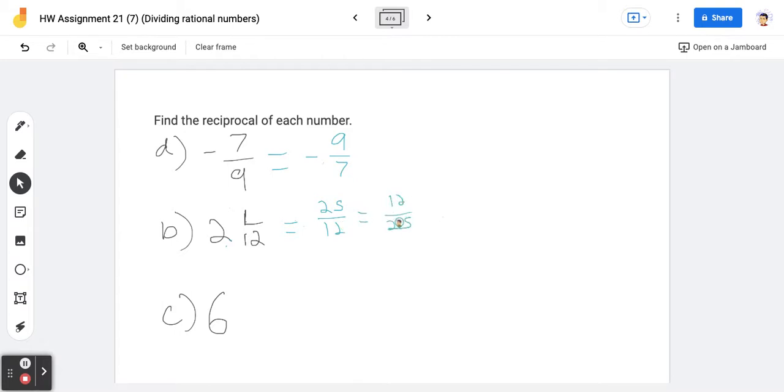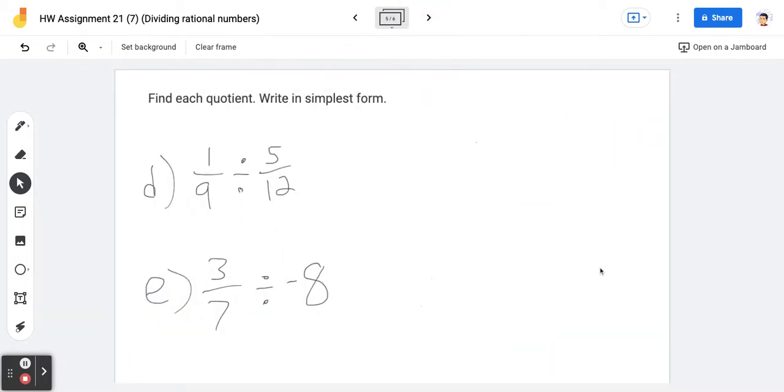I know I'm saying equals. I'm going to take away the equal signs here because they're not equal to each other. All I'm doing is showing the reciprocal. And the reciprocal of 6, well, 6 I know as a fraction is 6 over 1. So therefore, the reciprocal of it is going to be 1/6.